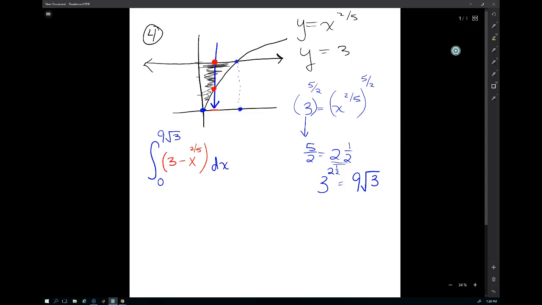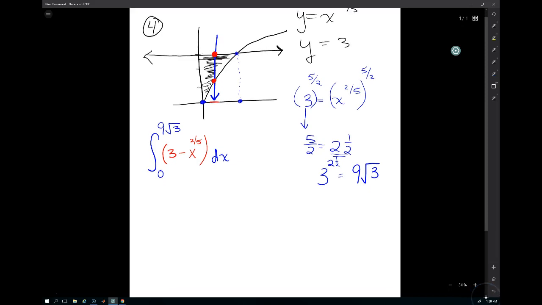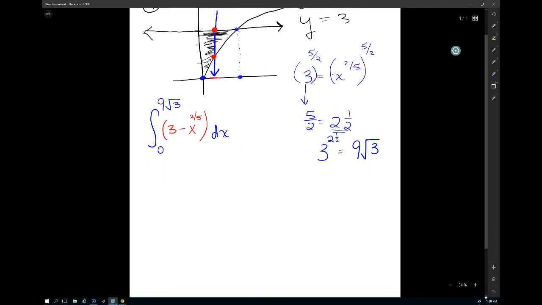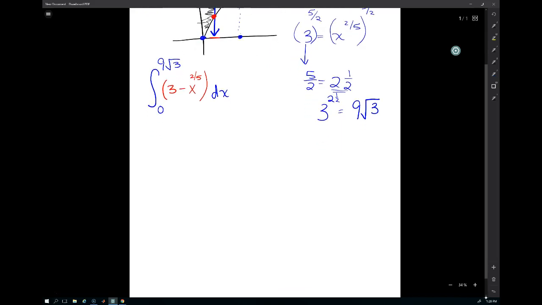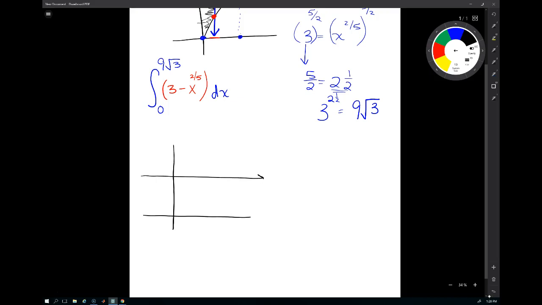Because we got that really ugly bound of 9 radical 3, it's probably going to be better to work this one sideways instead. So I'm going to redraw this just so that graph there doesn't get too messy. Exact same graph. We've got y equals 3, and we've got x to the 2/5. So there's our region. But if we're going to integrate this with respect to y, that means I need an arrow that points to the y-axis.